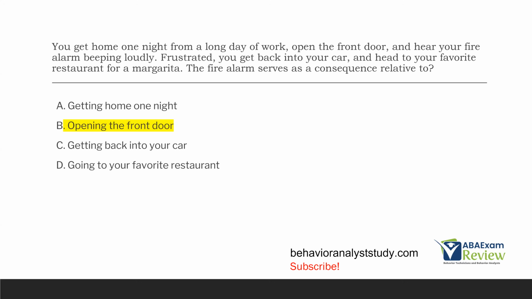We broke it down a little more intensely just to demonstrate how you should start thinking about antecedents and consequences, because all these different events exist. They can be antecedents and they can be consequences. It depends on what context you're looking at them in. So it's very important that we recognize we're looking at the fire alarm in the context of acting as a consequence, not an antecedent. The fire alarm serves as a consequence relative to opening the front door.